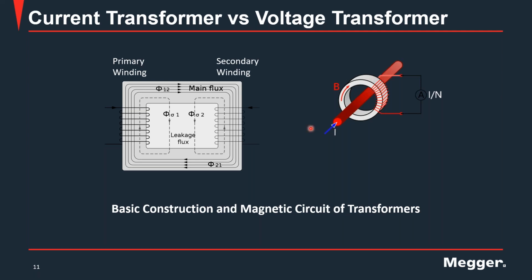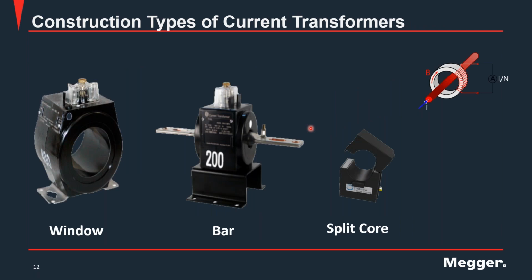Now, the construction types of current transformers, we have several that we're not mentioning here, but the most common ones are the window type, where you simply have a window, like the name of the transformer indicates, through which you pass the conductor that you want to measure the current on. You have a bar type transformer, where you connect your primary on both sides of the bar, and you have a split core, which is a transformer where you can open the core, put it across the winding, and then close it, and it makes the installation a lot easier.